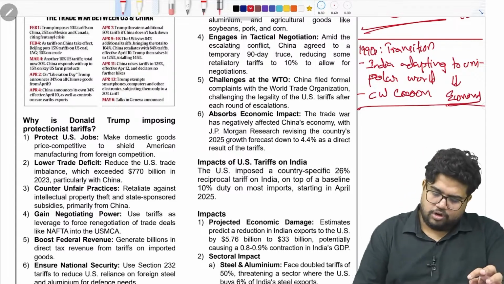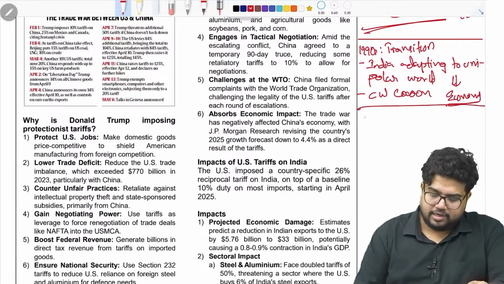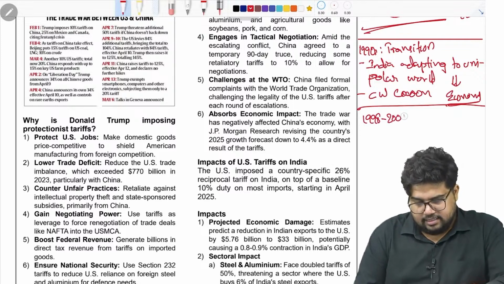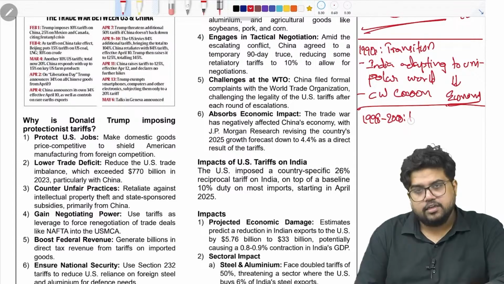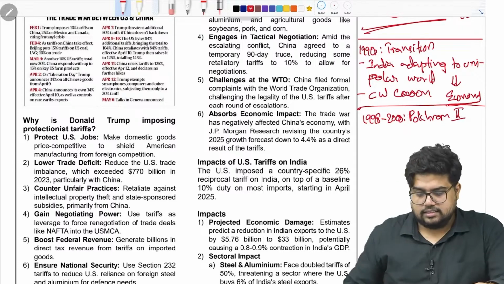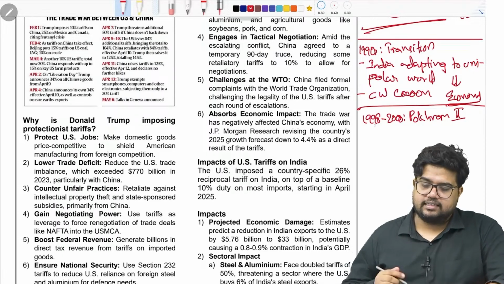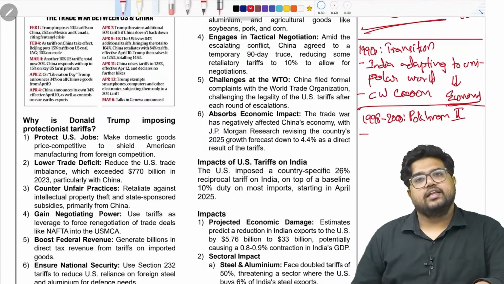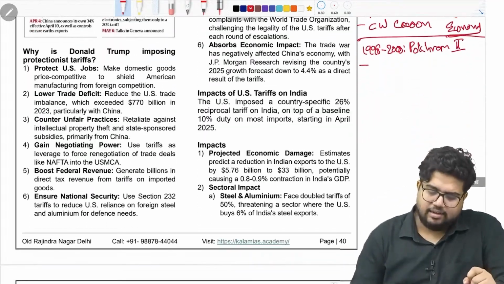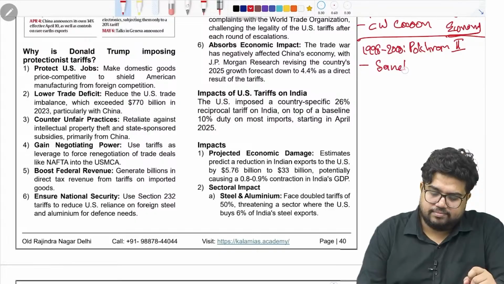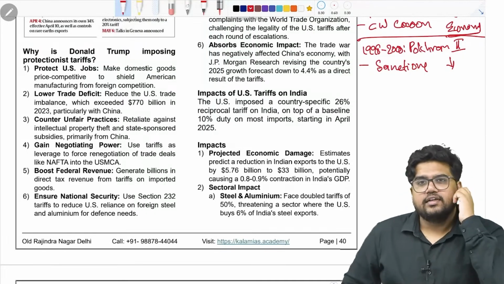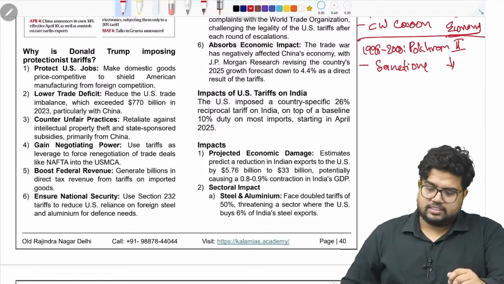But this whole goodwill came to a halt in 1998. This is when India did Pokhran 2, that is India's nuclear experiment. When India did this Pokhran 2 nuclear experiment, the US acted stringently by imposing sanctions on India. So in recent times, this was the lowest point in India-US relations.